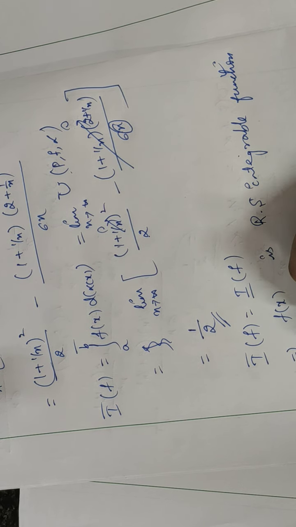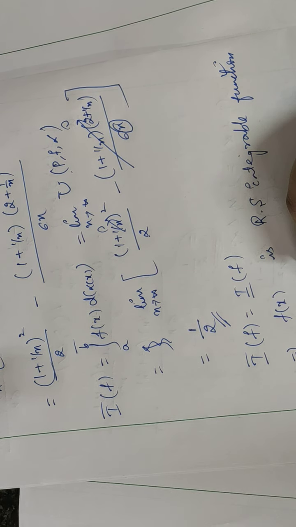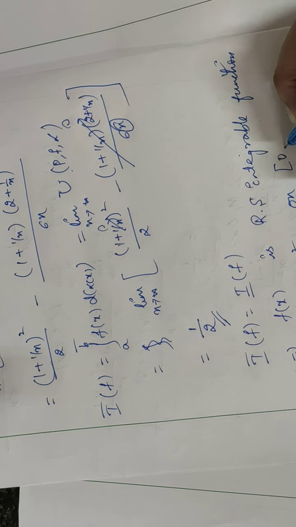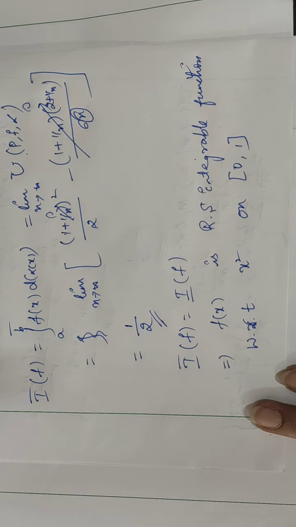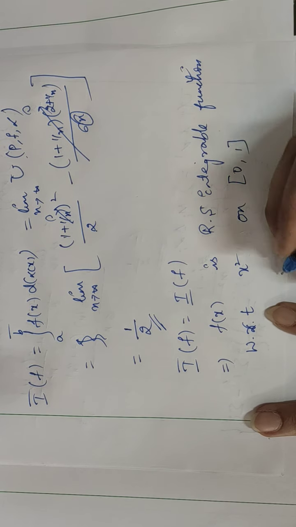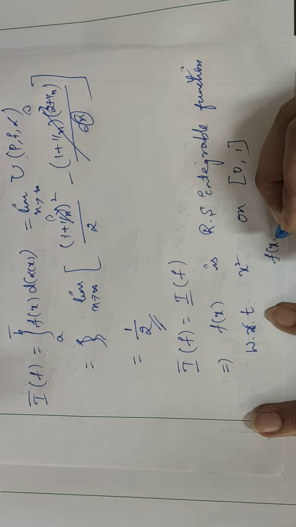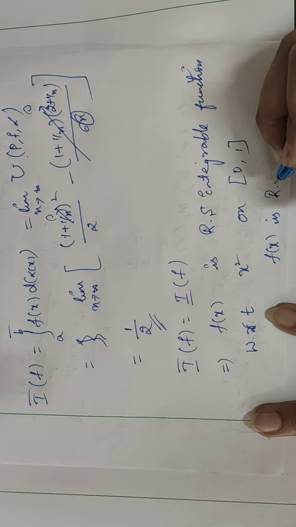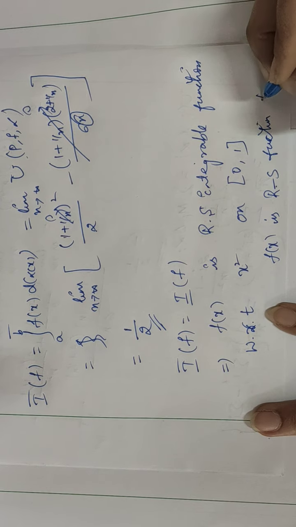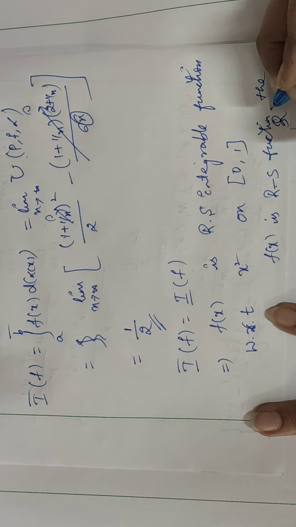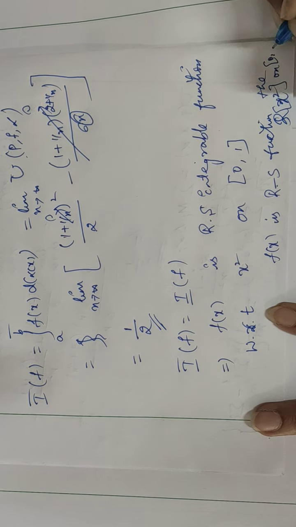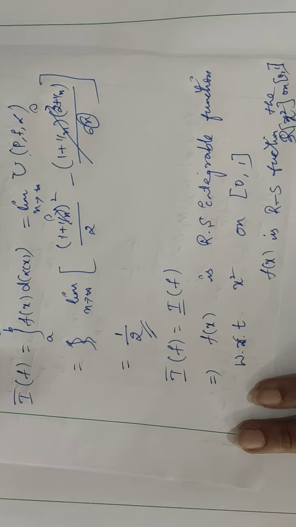with respect to the function x square on closed interval 0 comma 1, or you can write that f of x belongs to R of x square on closed interval 0 comma 1.